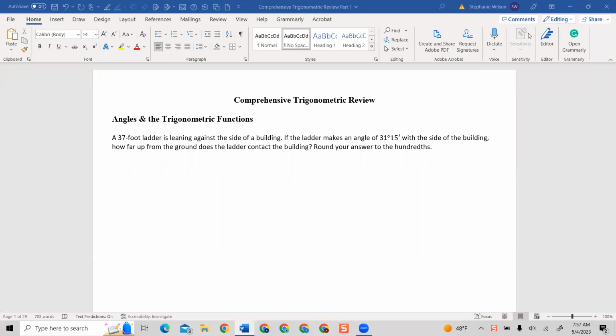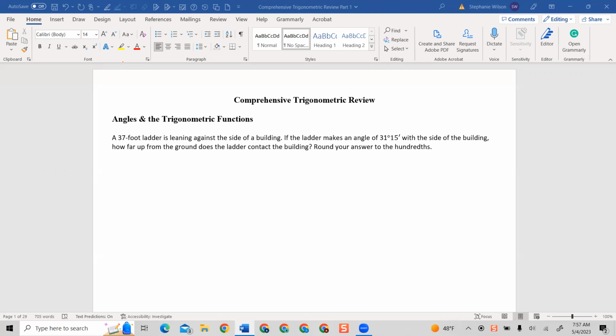So let's go over the sections about angles and the trigonometric functions. First example here is a 37-foot ladder is leaning against the side of a building. If the ladder makes an angle of 31 degrees, 15 minutes with the side of the building, how far up from the ground does the ladder contact the building? And round your answer to the nearest hundredth if possible.